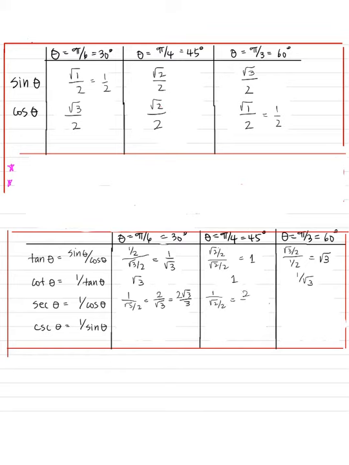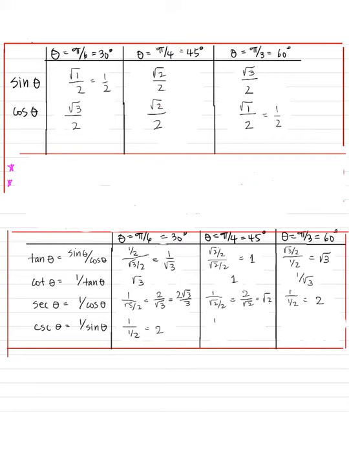So this is 2 over root 2 rationalized, and you're going to get square root of 2 for the answer. And for the secant of pi over 3 is 1 over 1/2. So the answer is 2. And cosecant is 1 over sine. So you're going to have 1 over 1/2, which is 2.